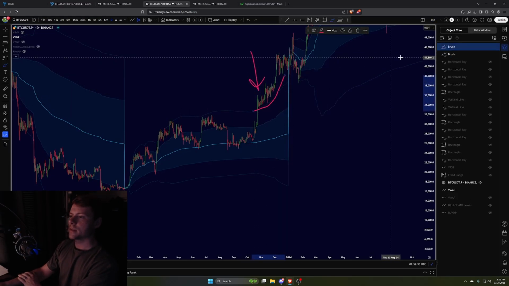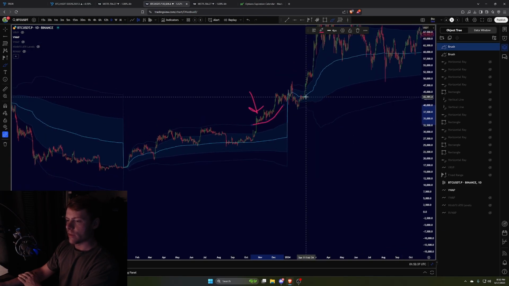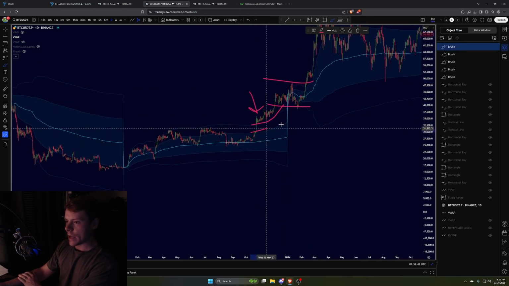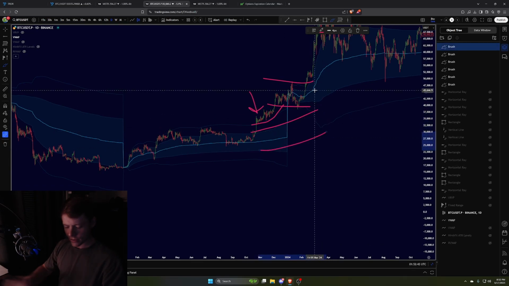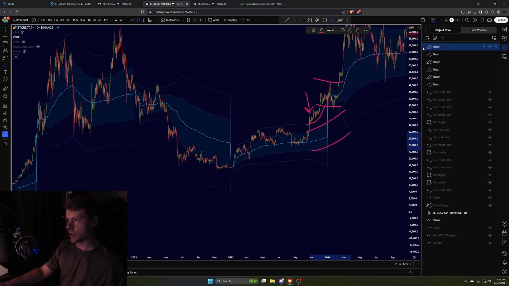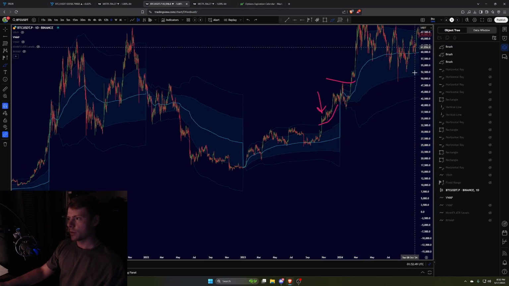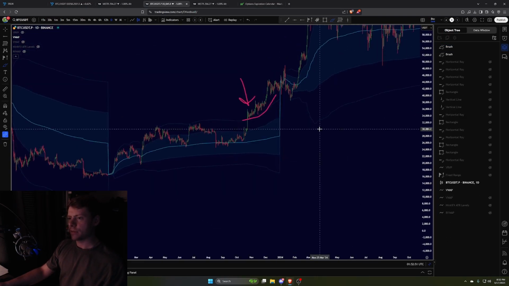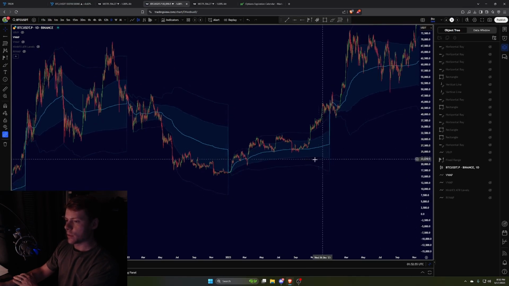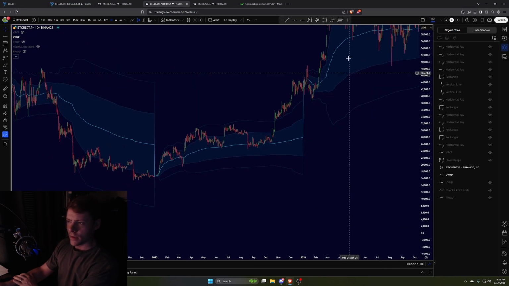But what happens when we get too far from value? Normally we'll start ranging again, and we'll kind of let value come up and meet price, which is what did end up happening with this big range up here. So we get expansion, it gets too far away, and then we end up converging with value.